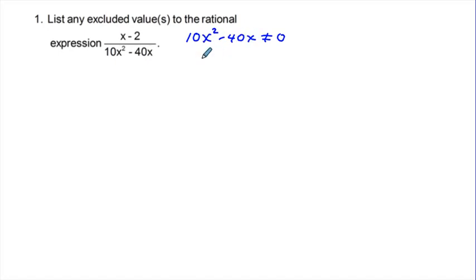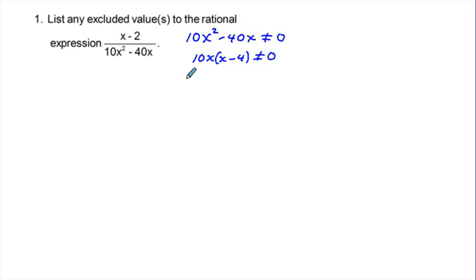And we're going to factor this denominator to help us isolate the excluded values. And between these two terms, the common factor is going to be 10x. And so if we take 10x times what equals 10x squared, well, that's going to be x. And 10x times what equals negative 40x, well, that's going to be negative 4. And we can tell if we're right, because if we distribute back together, we're going to find what we have here.